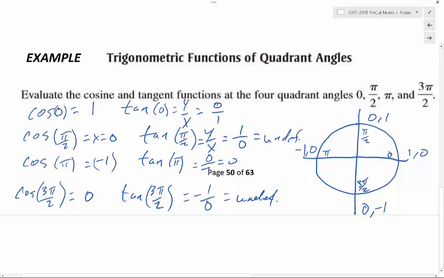So you do not ever have a tangent of pi over 2 or 3 pi over 2. Why? Because it's slope and you have a straight line, and you can't do that. It's a straight line up and down that's undefined.